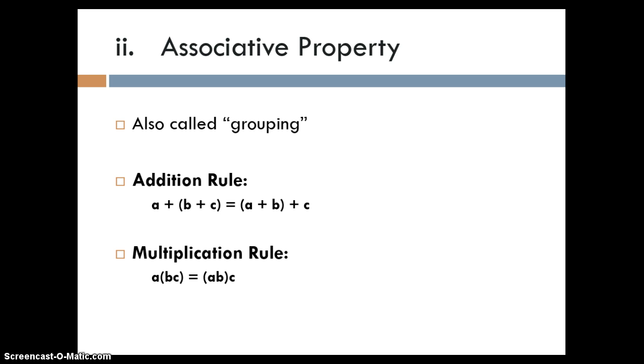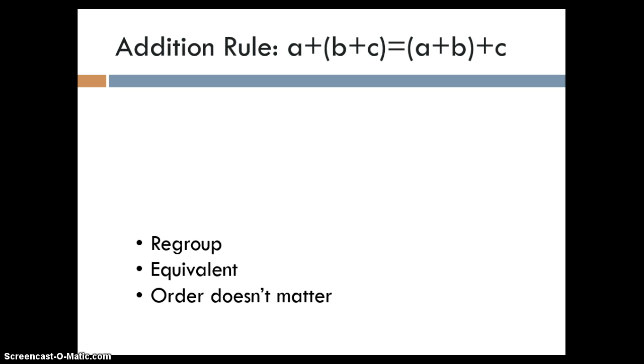The associative property is also called grouping. You can group these together any way you feel fit, and they'll still come out as the same value. It will still be equivalent, and it goes for addition and multiplication, but I will show you examples of both. So like I said, you can regroup anything and they always come out to be equivalent because the order does not matter. So here I'm going to prove to you why these two equations are the same. They have the same numbers, but they're grouped differently.